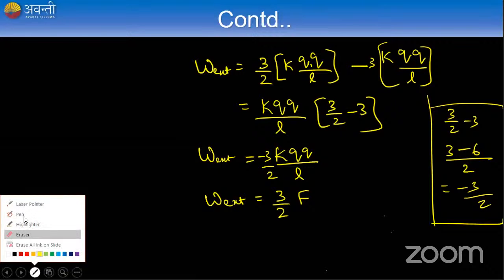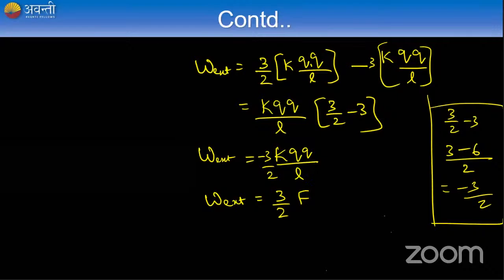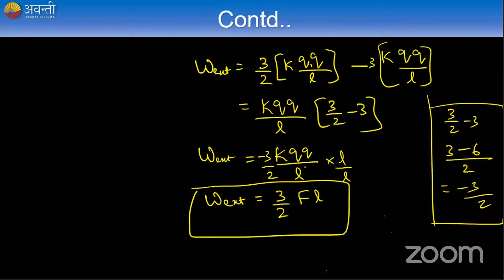So what will I do? I'll divide and multiply by L, okay? If I want to write this as F, I have to multiply and divide by L. Why? I should have L square in the denominator, right? Yes, correct, Hari Prasad, superb. So my final answer will be 3 by 2 F into L. So option C is my correct answer.